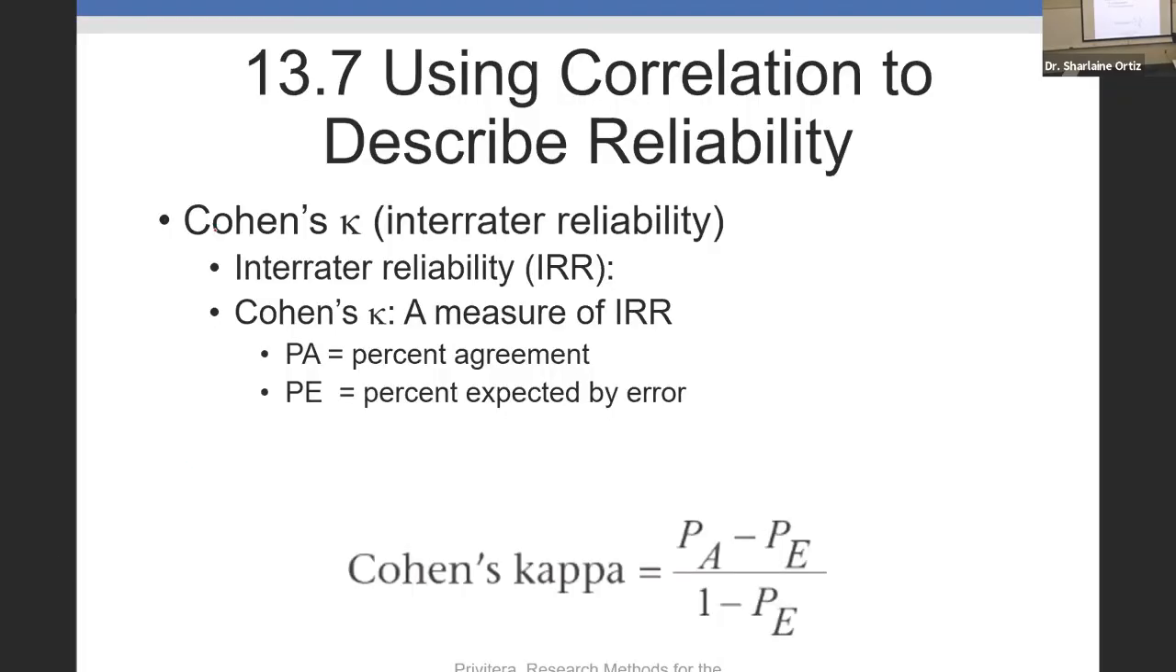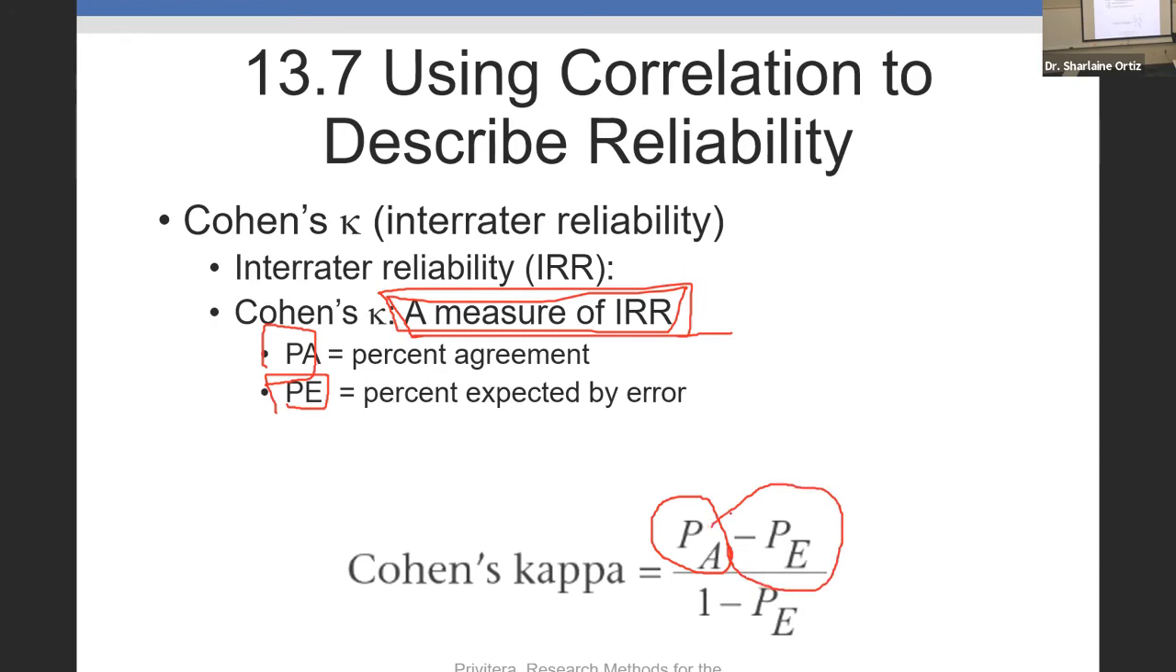So if we go back to our slides, Cohen's kappa is the measurement for interrater reliability, and it's pretty simple and straightforward. We have, for example, our percent of agreement and our percent of expected error. It's the percentage of agreement minus the percentage of expected error. Now, how is it that we come across that expected error?